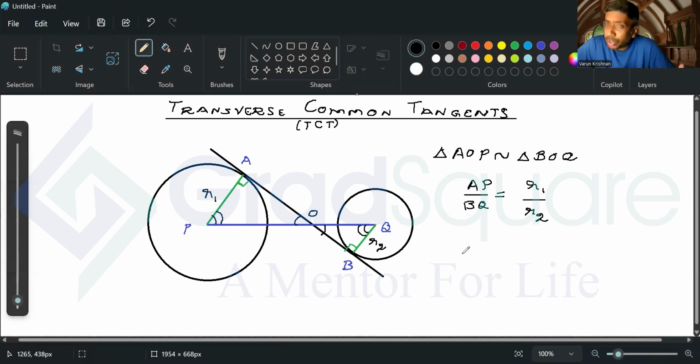Or if length of PQ is given, again, PO is to OQ will be equal to R1 by R2. So we can find out the lengths of PO and OQ. And using that, we can again apply the Pythagoras theorem to find out the lengths of AO and BO, and we can find out the length of the TCT. So finding out distance between centers from TCT or TCT from distance between centers is just merely the application of similar triangles. I hope this is clear. This can come in handy in a lot of questions where a transverse common tangent has been given to us. Thank you.